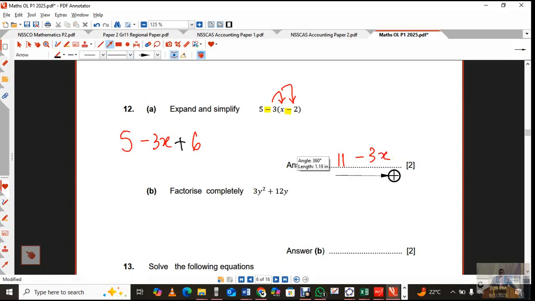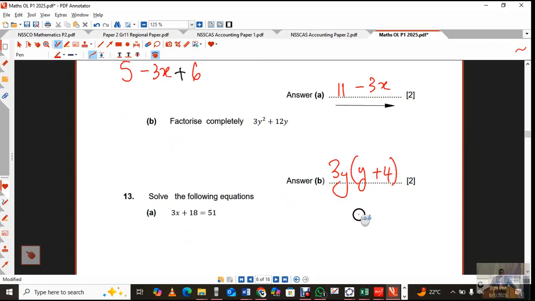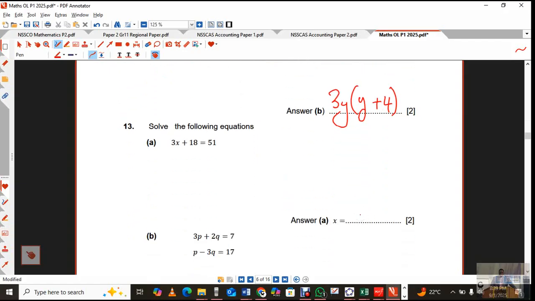Just with 2 marks, you might get a mark for each one of those terms. Factorize completely: you need to take out the highest common factor, being the 3y, and in brackets you're going to have y, and 3 goes into 12 4 times, okay? And the way you check yourself is by multiplying back, and then you'll see, okay, wait a minute, I'm getting what I have originally.